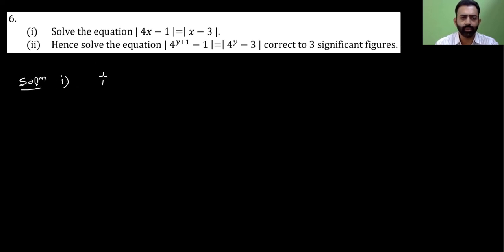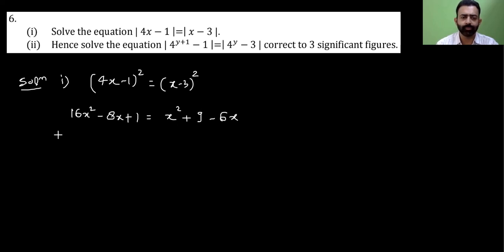After squaring, I get (4x minus 1) whole square, which means I have removed the modulus sign, is equal to (x minus 3) whole square. So (4x minus 1) squared is 16x square minus 8x plus 1, equal to x square plus 9 minus 6x. Combining the like terms, 15x square, minus 8 plus 6 is minus 2x, and 1 minus 9 is minus 8, equal to 0.